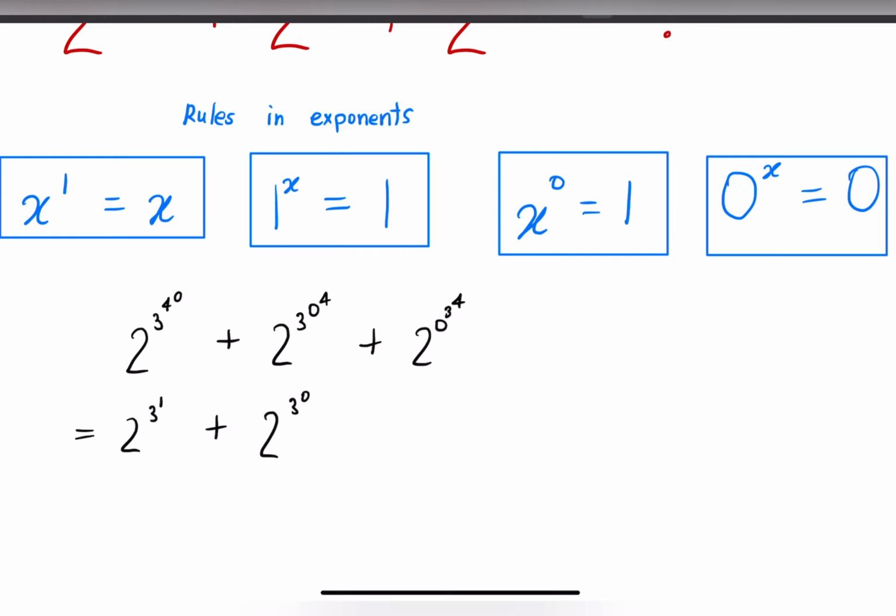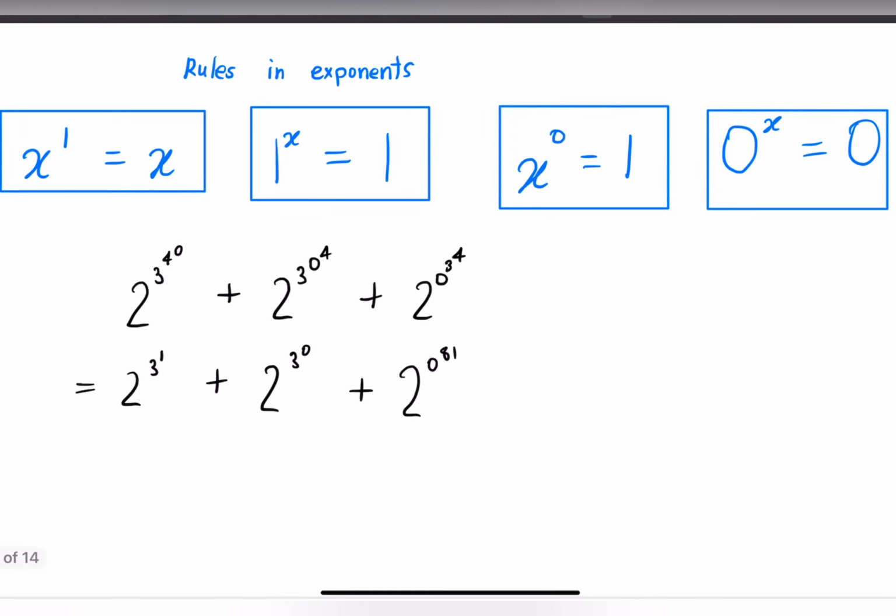And now we have 2 to the power 3 to the power 4. So that would give us 2 to the power 0. And now if you notice, we have 3 to the power 4. Now, what's 3 to the power 4? You can go ahead and try multiplying it, but I have the answer ready, and it's 81. Because 3, 9, 27, 81. So we have 2 to the power 3 to the power 1 plus 2 to the power 3 to the power 0 plus 2 to the power 0 to the power of 81.